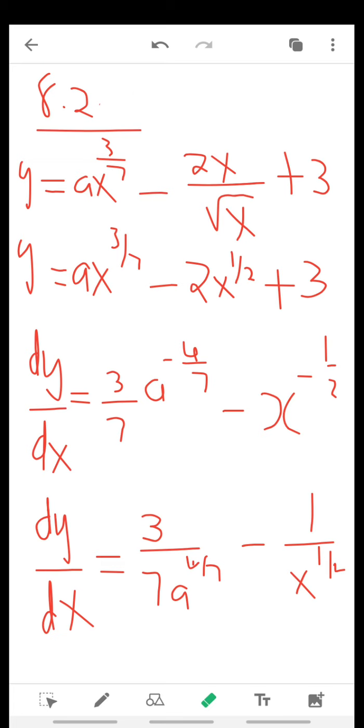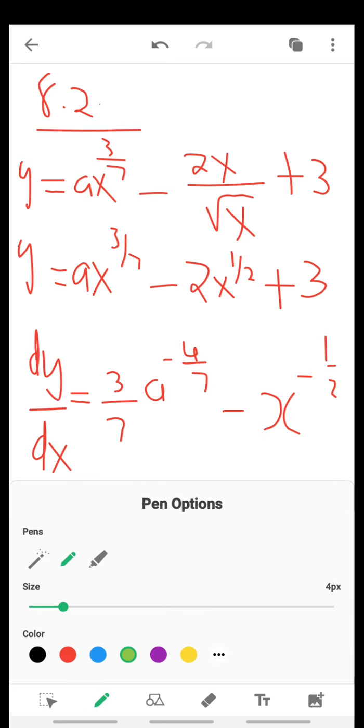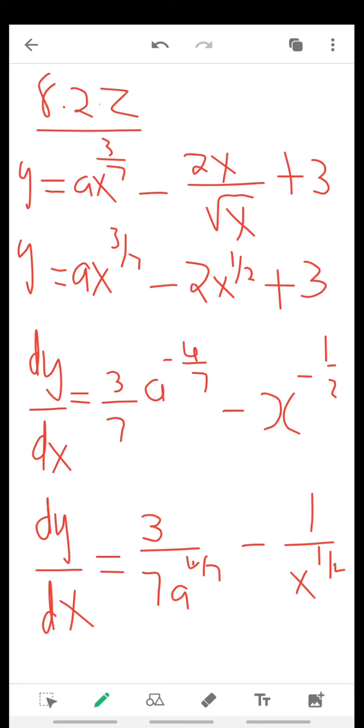Okay, this is point 2, 8.2.2. Alright, so y equals, this was the given equation, y equals a x to the power 3 over 7 minus 2x all over root x plus 3.